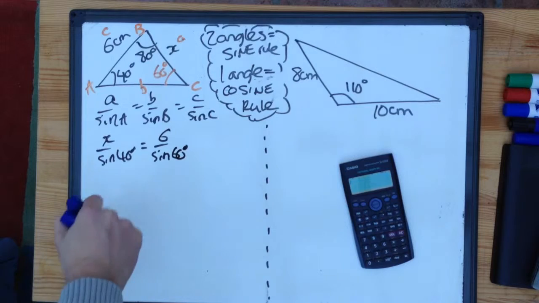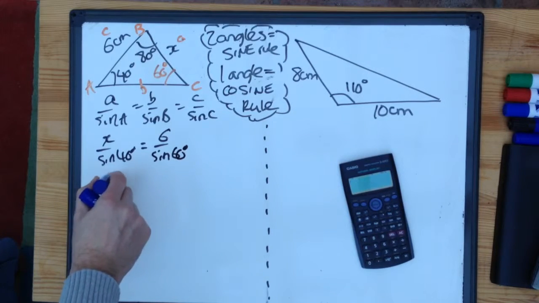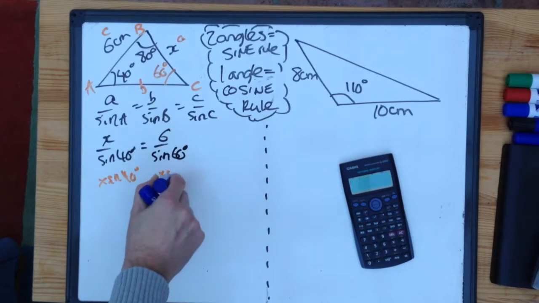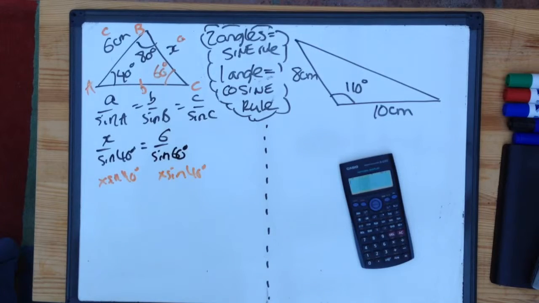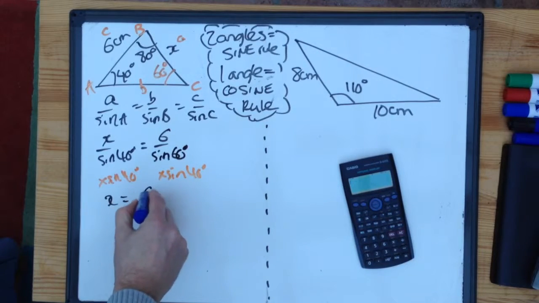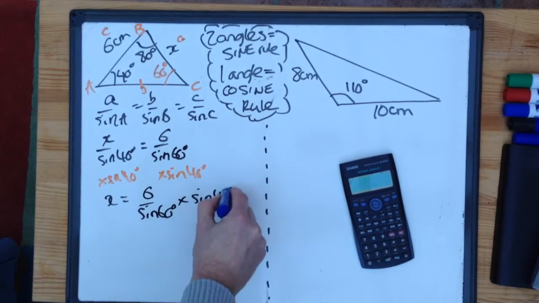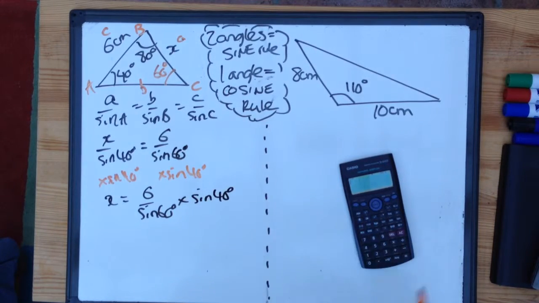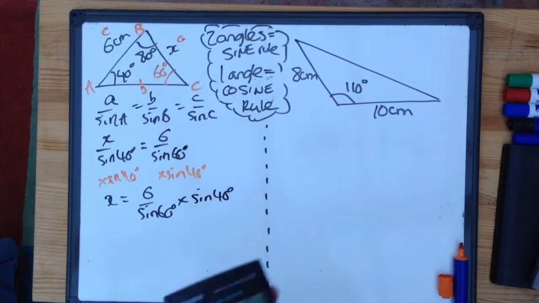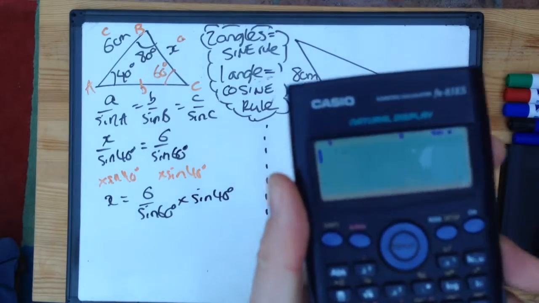We need x by itself, so I need to get rid of the divided by sine 40, so I times by sine 40. I end up with x is equal to 6 over sine 60 times by sine 40. And then it's just a case of putting the values into the calculator, making sure you've got the little d in the top corner there.